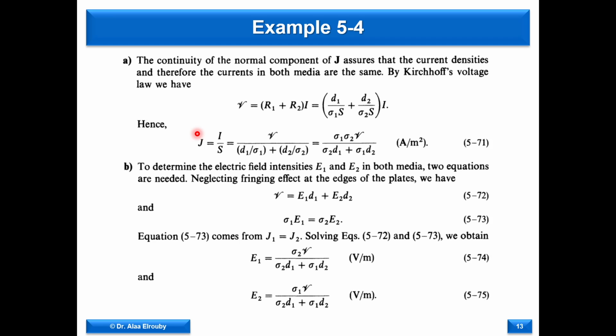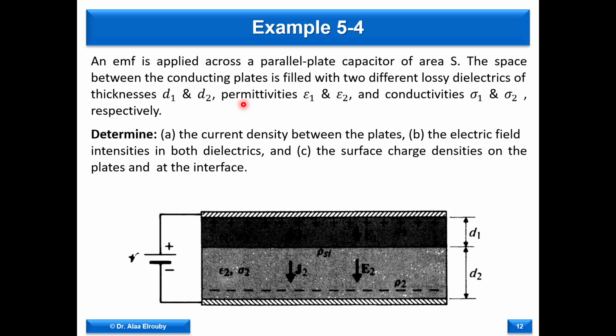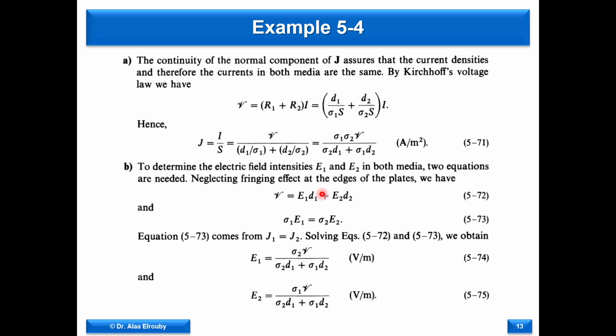One very important thing here: when you have a problem with symbols, the solution must be in terms of the given parameters. So what is given? Epsilon 1, epsilon 2, sigma 1, sigma 2, D1, D2, and the potential. You must bring the solution in those given parameters. So sigma 1, sigma 2, D1, D2, and the EMF are given, as if we have numbers. So now we have defined the current density in terms of the given variables.